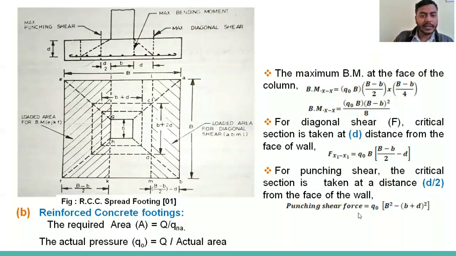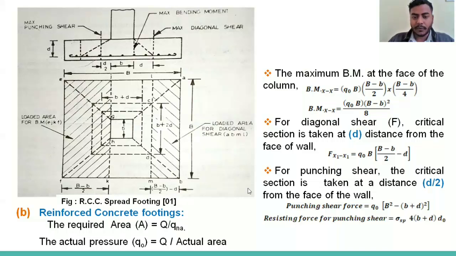In this case, the material of the footing is reinforced concrete. So concrete will resist the punching shear, right? So we can calculate the capacity to resist the punching shear, the strength of the concrete to resist the punching shear. So that we can calculate the punching shear force.